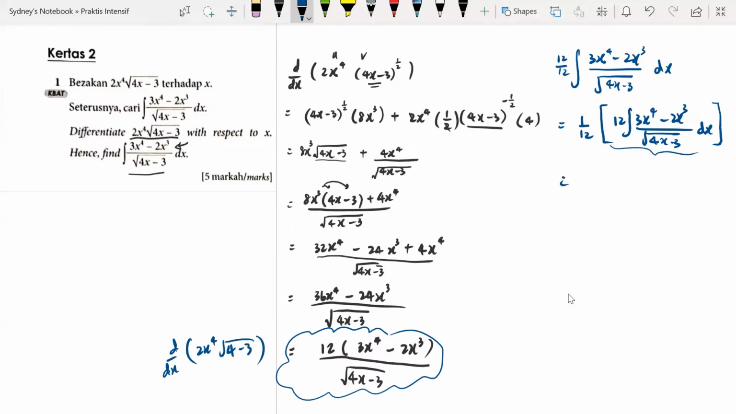Therefore, when we integrate it, we get back 2x to the power of 4 and then the square root of 4x minus 3. And let's simplify the coefficient. So we will have x to the power of 4 square root of 4x minus 3 over 6. So that's it. We found the answer for question number 1.